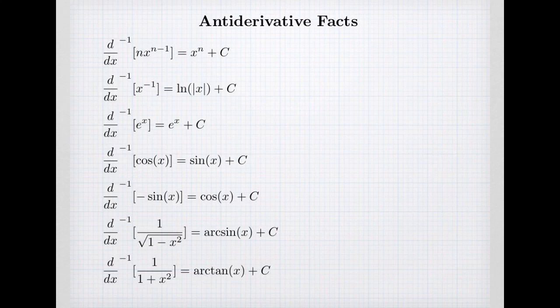Let's look at an example. What's the antiderivative of 5x to the 4th? I know that must be x to the 5th. But we have constants that we don't know about, so there's a whole family, infinitely many answers that all have the same derivative.